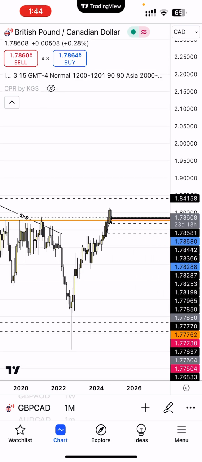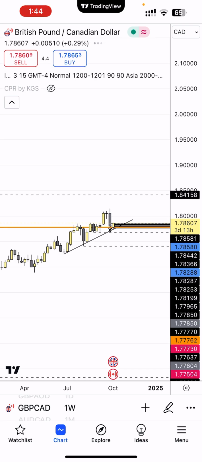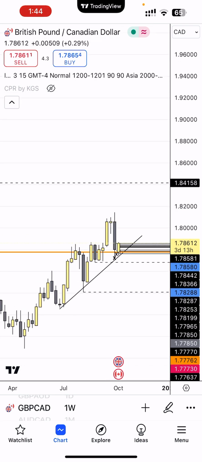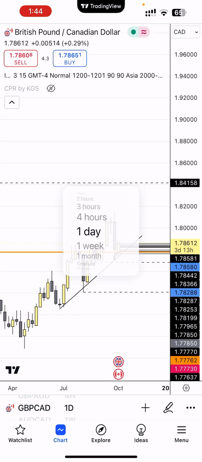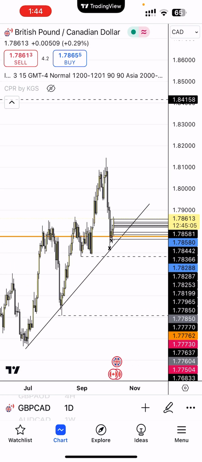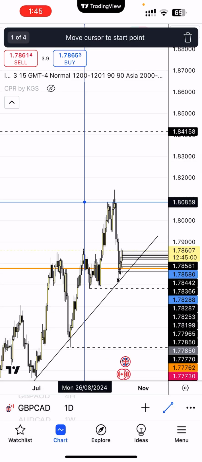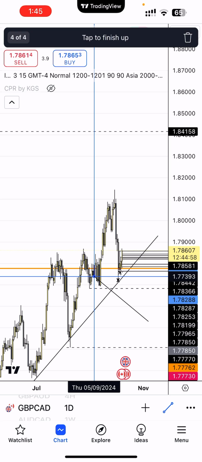So we know the market is in an uptrend in the monthly time frame. Let's go to the week, and we can see it's in a clear uptrend also. Now comes the day time frame. You can see we came to this previous low.